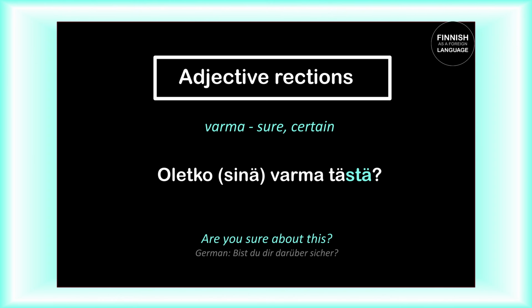Next one. Our next adjective is varma. For example, oletko varma tästä? Are you sure about this? Oletko means are you? Ko here is the question marker. Varma means to be sure.